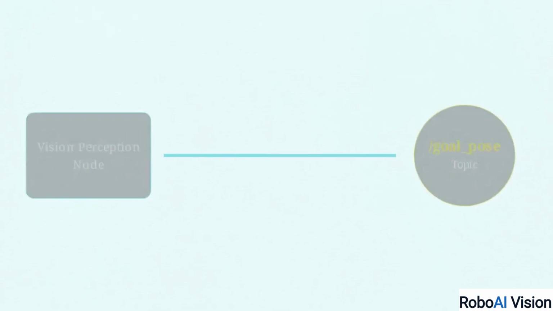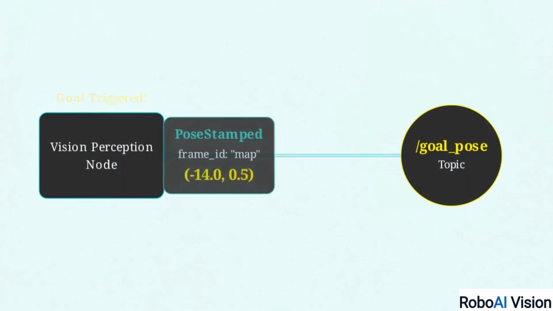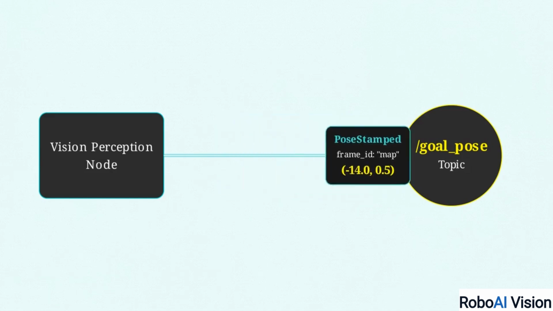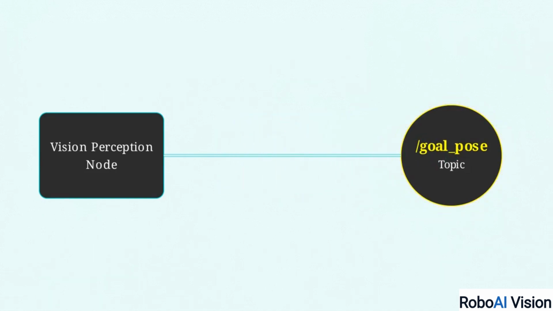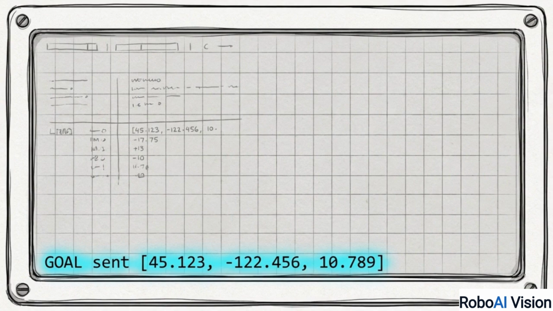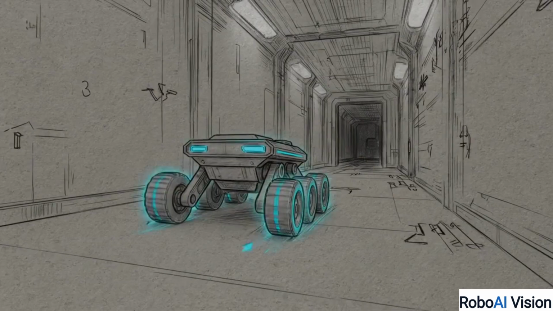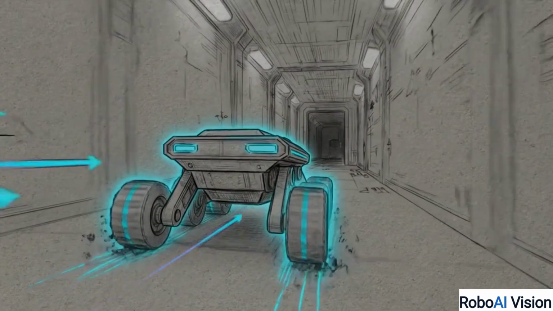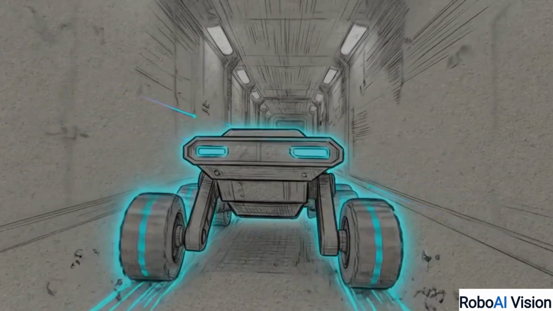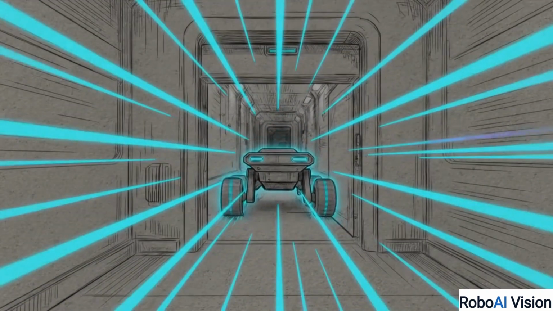The packaged PoseStamped message is then broadcast across the ROS2 network via the /goal_pose topic. Inside the terminal, the node logs a clear confirmation, goal sent, followed by the specific coordinate values. The YOLO node completes its pipeline, handing off all physical execution to the custom navigation stack. Through a precise sequence of pixel mathematics, rate limiting, and time tracking, a raw camera feed successfully commands an autonomous robotic response.